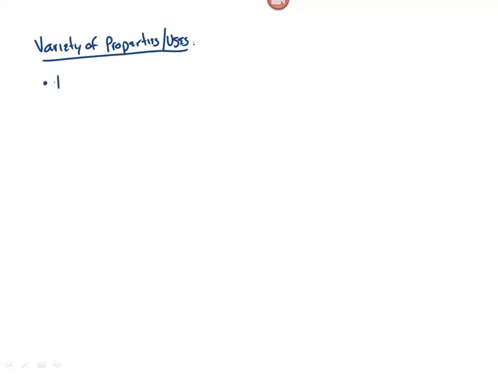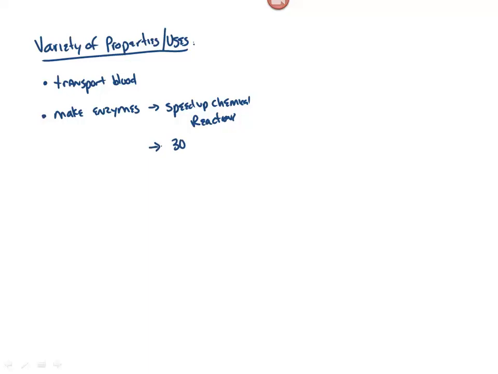So, for instance, they're used to transport blood. They're used to make enzymes. And enzymes basically speed up chemical reactions. We'll talk about the structure of enzymes in this chapter, but we'll talk about their functioning in chapter 30. They make up a lot of structural components, whereas cellulose is about the only major structural component of carbohydrates.